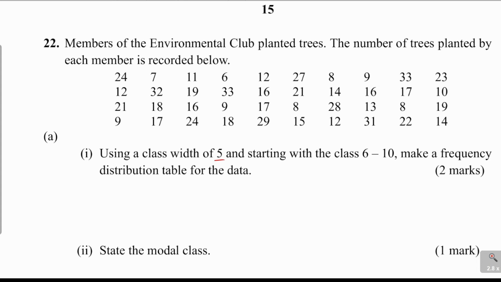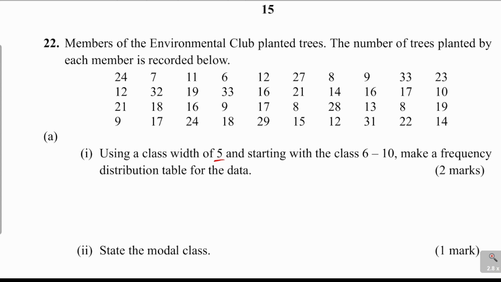Members of environmental club planted trees. The number of trees planted by each member is recorded below, as you can see. Part 1, using a class width of 5 and starting with the class 6 to 10, make a frequency distribution table for the data.